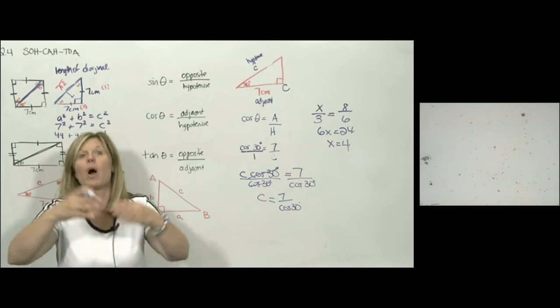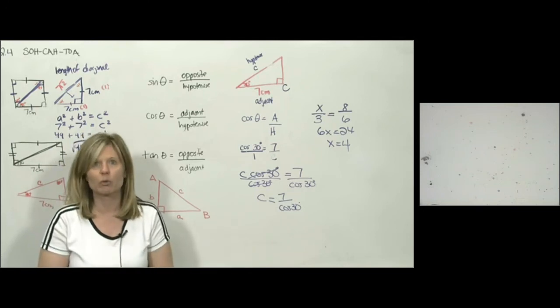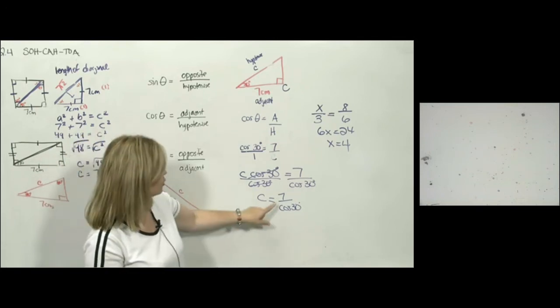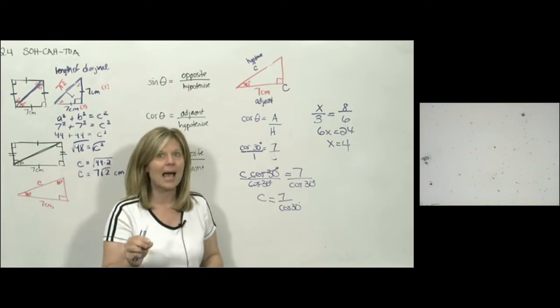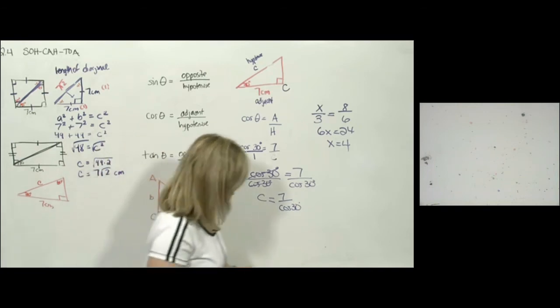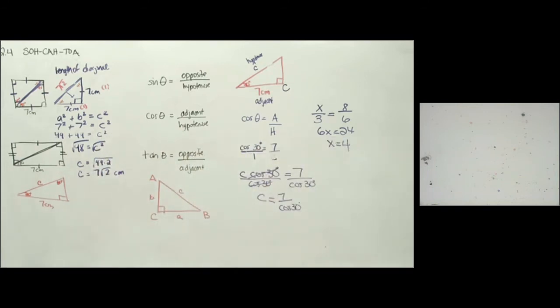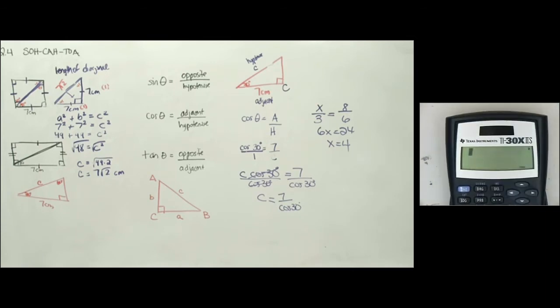So now, this is why we're going to need our calculators to do the arithmetic part. We need the calculator to do 7 divided by cosine of 30. How you read it is how you type it. Let's go to our calculators. All right, here's the 30x. First of all, what mode am I in? Radians. What mode do I need to be in? Degrees, because it's 30 degrees.